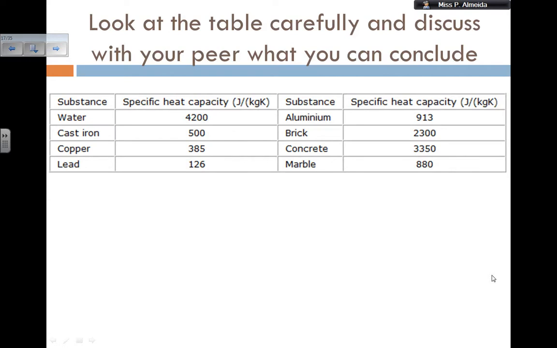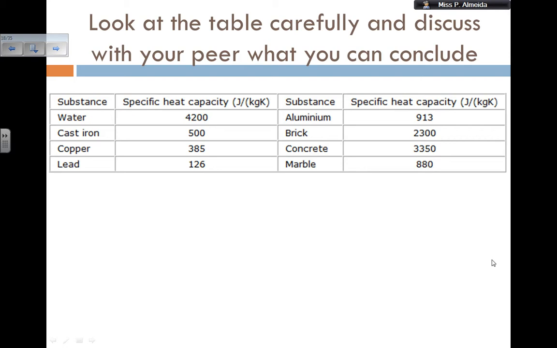Before I tell you about how you can actually do the experiments to figure out the specific heat capacity, let me tell you a little bit more about it. I have a table here where the specific heat capacity comes in units of joules per kilogram Kelvin, and I have different substances, from water, marble, aluminium, concrete, all of these.